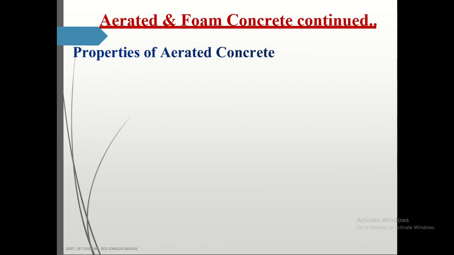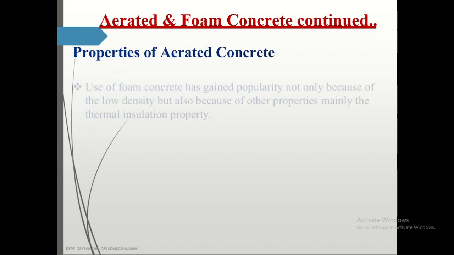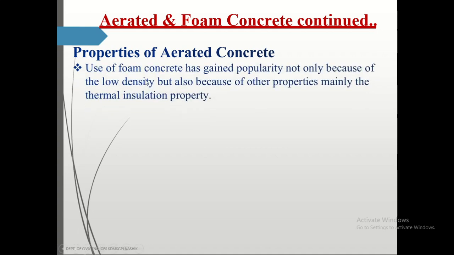Now the properties. Traditional concrete has aggregate, sand, cement, and some admixture, so it has a high strength and also a high density due to the aggregate. But the absence of coarse aggregate affects the properties of aerated concrete. So these are the properties. Due to the use of foam, concrete has gained popularity not only because of its low density, but also because of other properties, mainly the thermal insulation property.